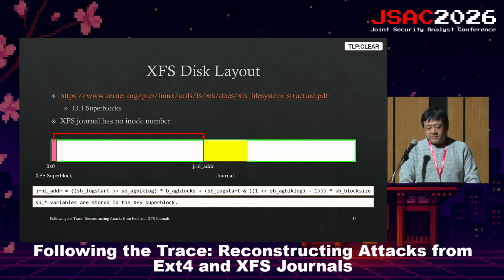Next is XFS journals, starting with the XFS disk layout. Partition offset 0x0 contains the file system superblock with parameters necessary to calculate the journal's physical address. The equation, which is a bit complicated, looks like this.